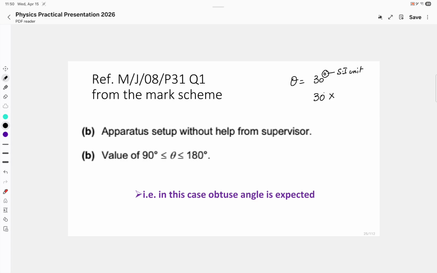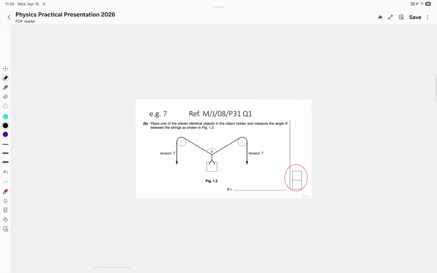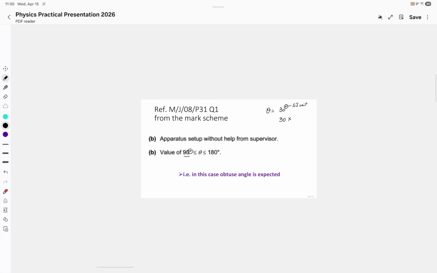So theta is 30 degrees. See, we are expecting no decimal place and a proper degree sign. For this reason, you will definitely get 2 marks here. I hope you understand how theta must be dealt with in such a situation.